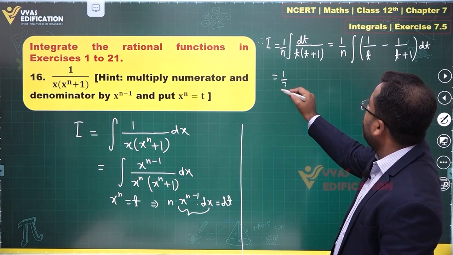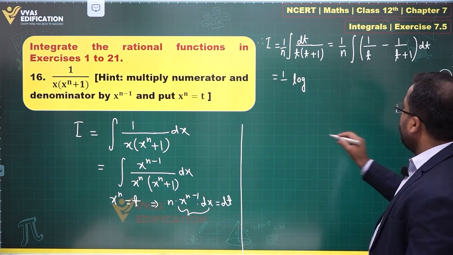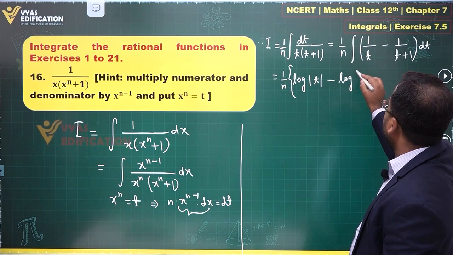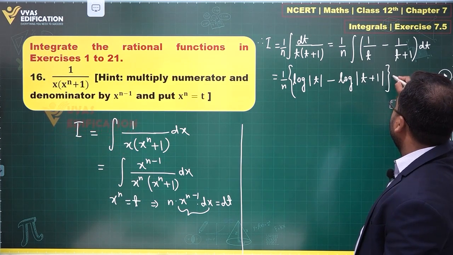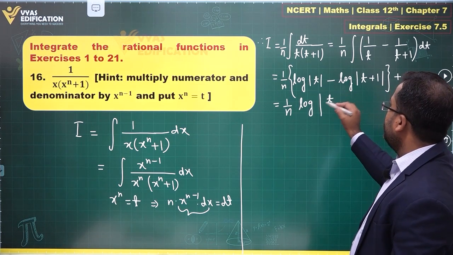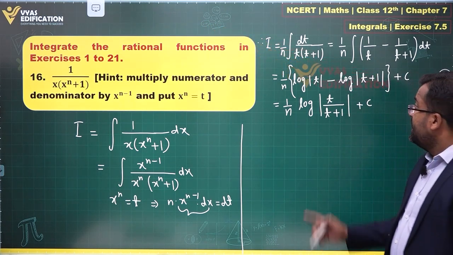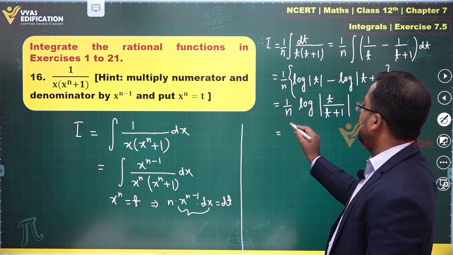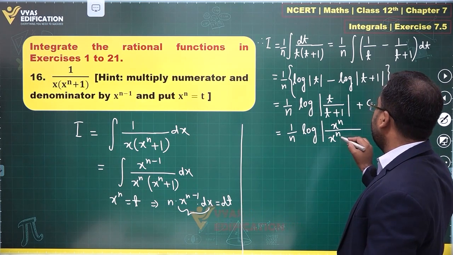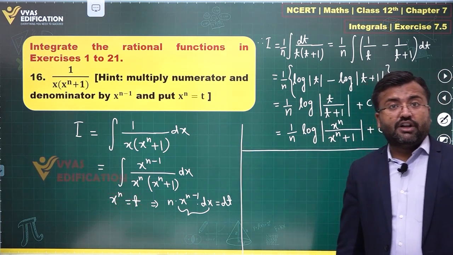And the integral will be 1 by n, actually, not 1 by 2. This is 1 by n. In the bracket, you'll have log modulus t minus log modulus t plus 1 plus constant. And that is 1 by n log modulus t over t plus 1, plus constant. Is that okay? Yes. t can further be replaced with x power n. This is 1 by n log modulus x power n over x power n plus 1 plus constant, and that is the final answer for this particular question.